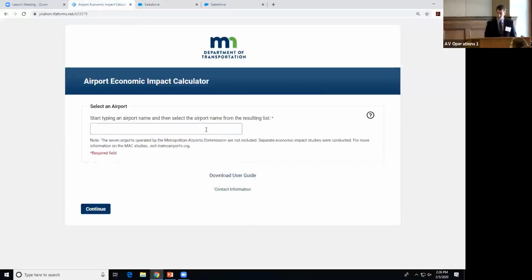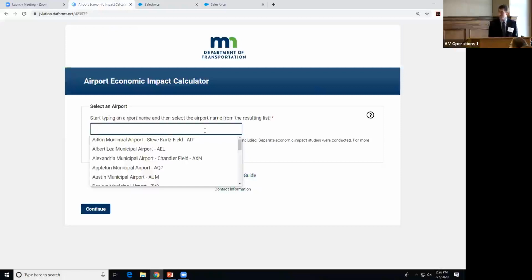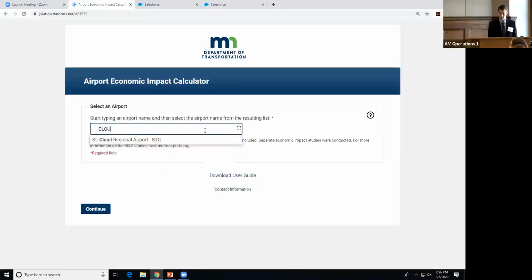So the first thing we start with is a search box for your airport. We're going to start with St. Cloud. So you can type in the 3-letter ID, you can type in ST period, or you can type in cloud, any word within the airport name and ID will bring it up. Click the airport and click continue.